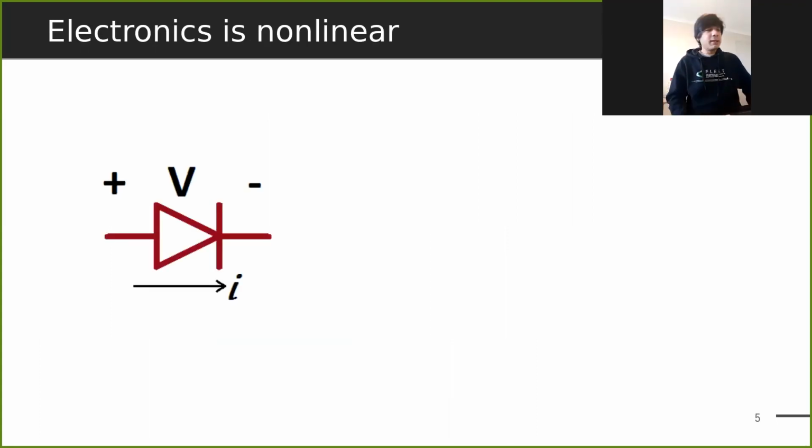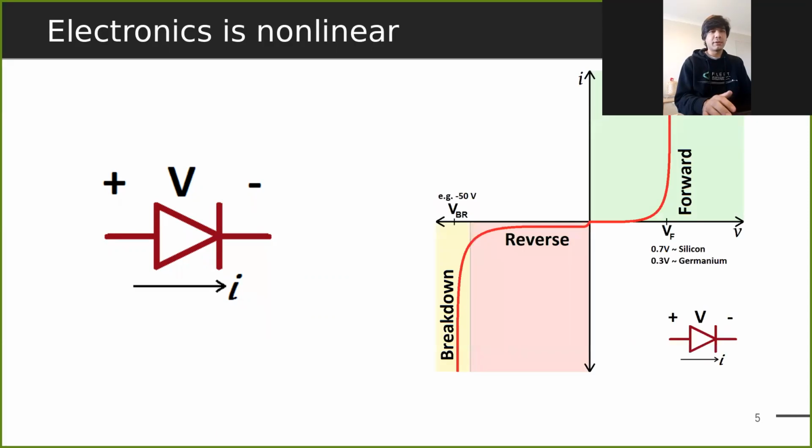Wait a minute, in a linear system, a linear two-terminal device, if you reverse the current, the voltage should simply switch sign, but the magnitude will be the same. This is not the case for a diode. This is the IV characteristic of the diode, and it has all sorts of nonlinear behavior.